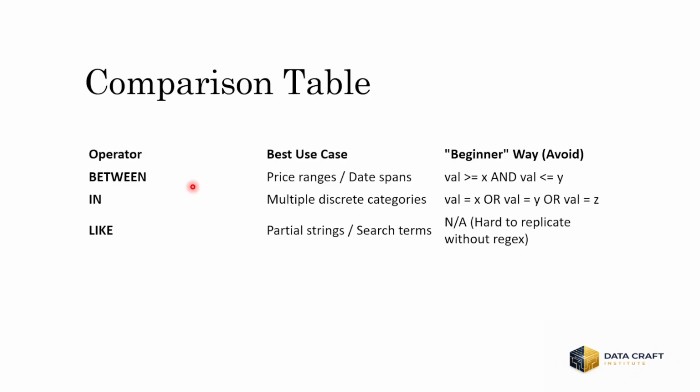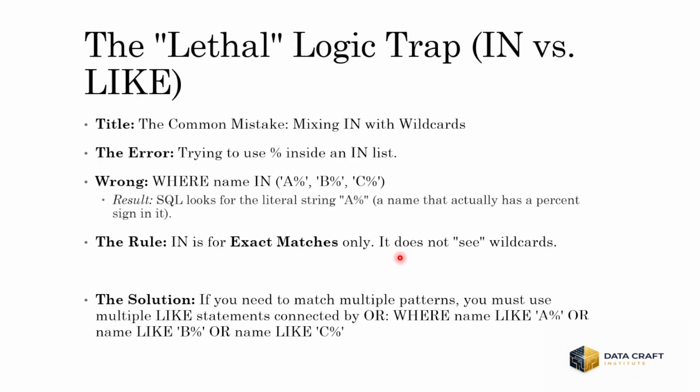The comparison table: BETWEEN is used for price ranges, date spans, salary ranges, anything. A beginner way of doing it is value greater than or equal to something and less than or equal to something. Instead of that, we use BETWEEN. IN is for multiple discrete categories. For example, value equal to X or value equal to Y or value equal to Z. Instead, we use value IN X, Y, Z. LIKE is used for partial matches, like H percentage, A percentage. For those cases we use LIKE.